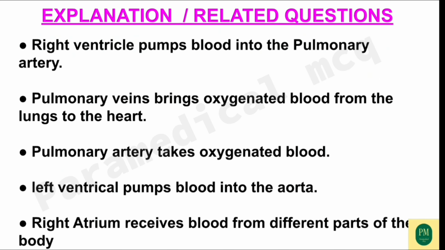Right ventricle pumps blood into the pulmonary artery. Pulmonary vein brings oxygenated blood from the lung to the heart. Pulmonary artery takes deoxygenated blood. Left ventricle pumps blood into the aorta. Right atrium receives blood from different part of the body.